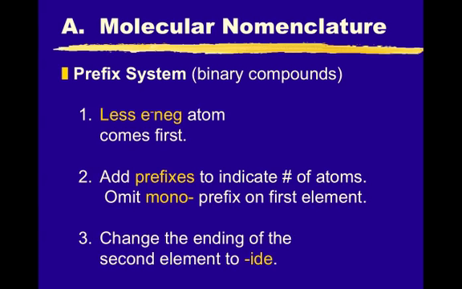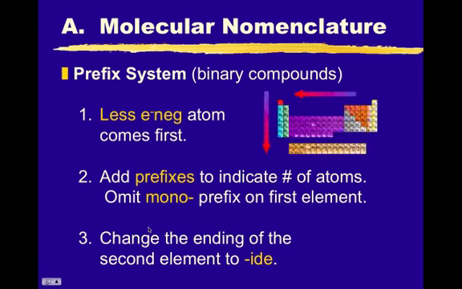And as in all of our nomenclature, we're going to change the ending of the last element, or the second element, to IDE. Remember, binary compounds, we have two substances. Least electronegative atom comes first. Prefixes to indicate the number of atoms. Omit mono from the first one, and change the ending of the second one to IDE. Remember electronegativity. Your least electronegative atoms are down at the bottom. Your most electronegative atoms are up at the top.